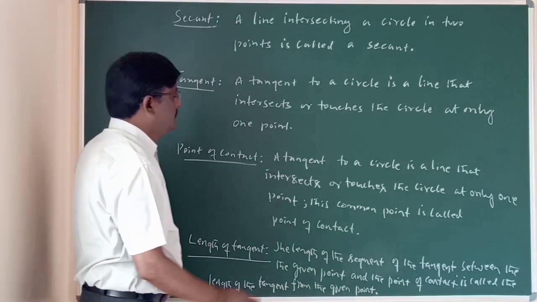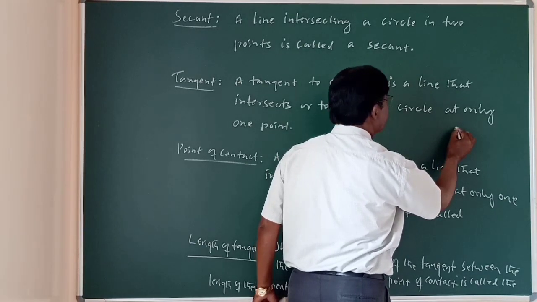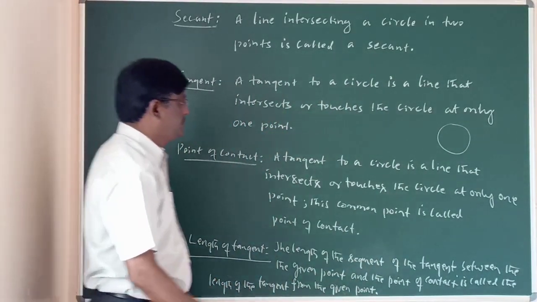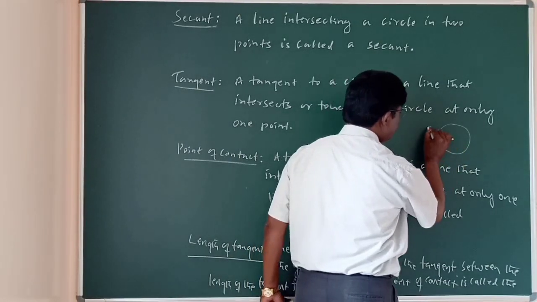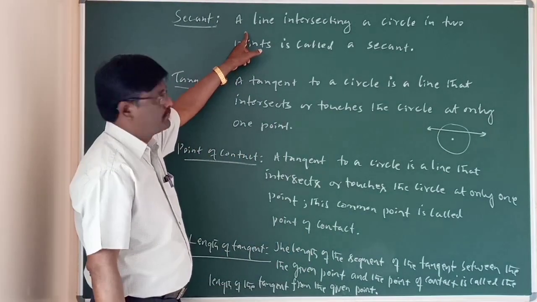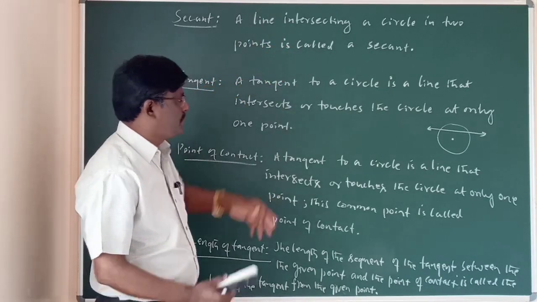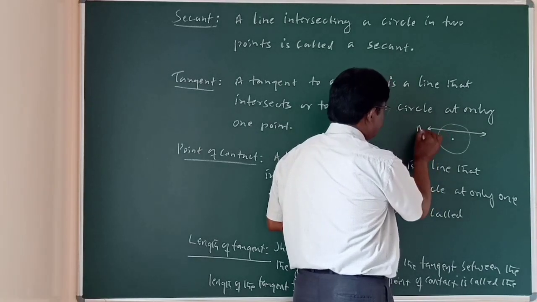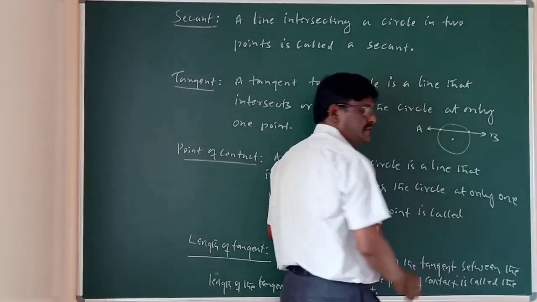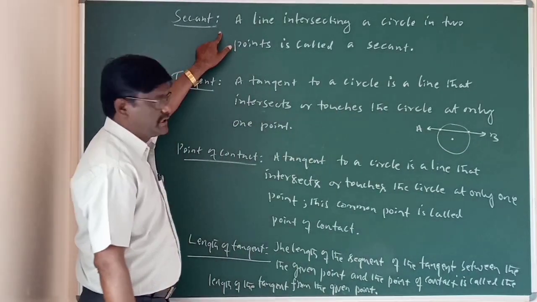Let us try to understand these terms with the help of a simple figure. What is secant? It is a line segment, or just a line, intersecting a circle in 2 points. Hence here, AB is a secant. Why? Because this intersects the circle at 2 points. Such a line we say secant.